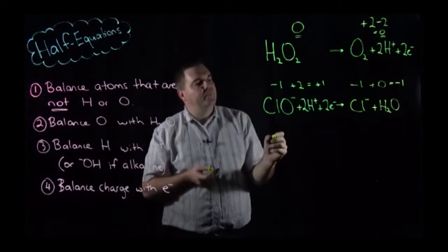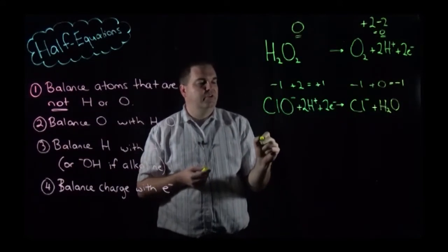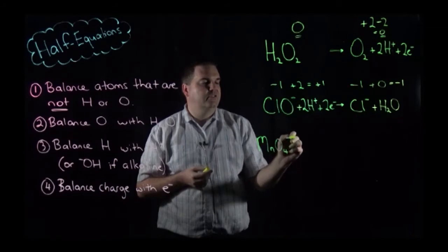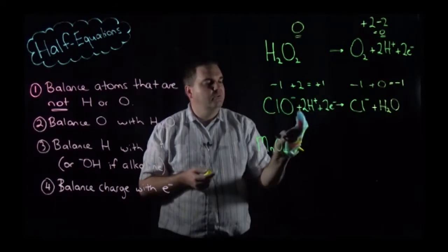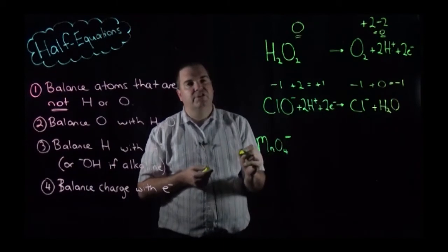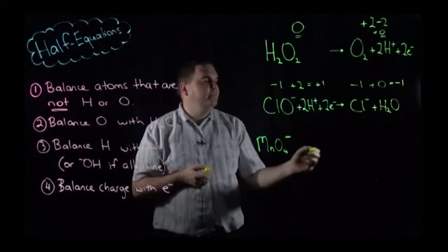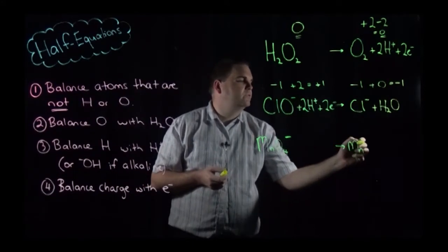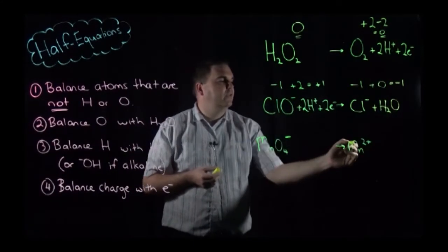So let's bring it up a little bit more. So now we're going to go to manganese, it's MnO4, so permanganate, I should say, sorry, which is MnO4- with a -1 charge. The redox pair of that is it goes to Mn2+, the manganese ion.